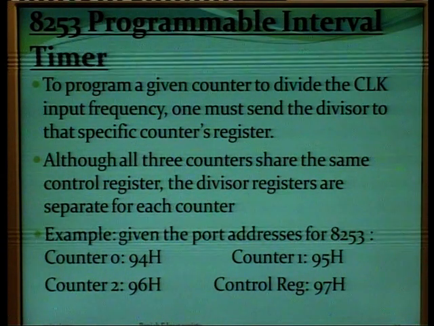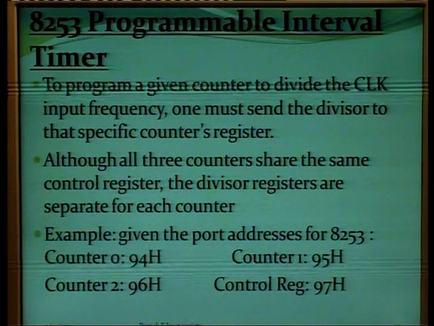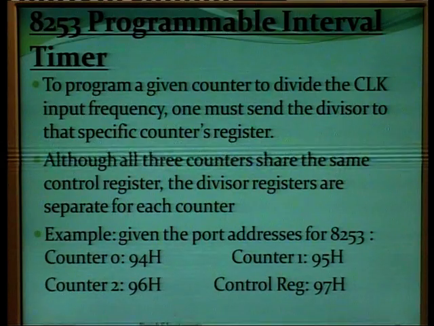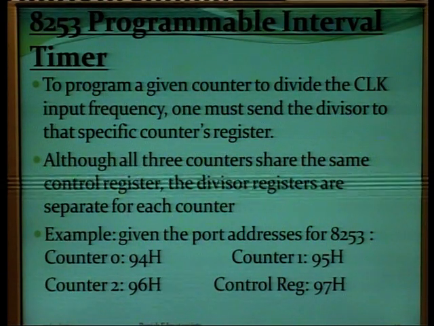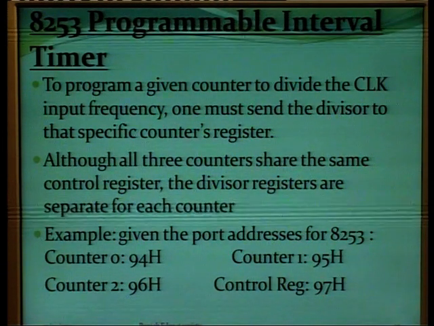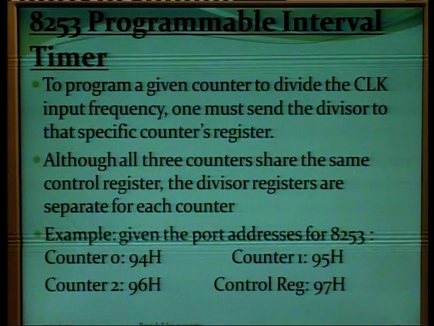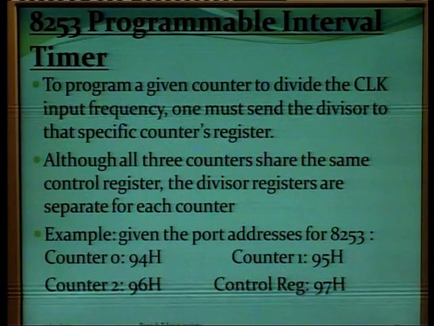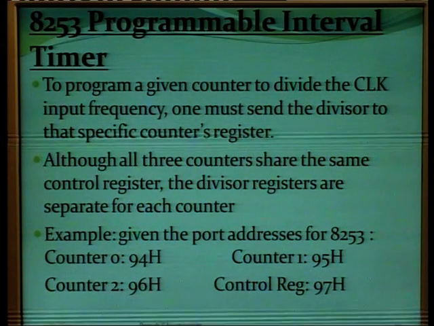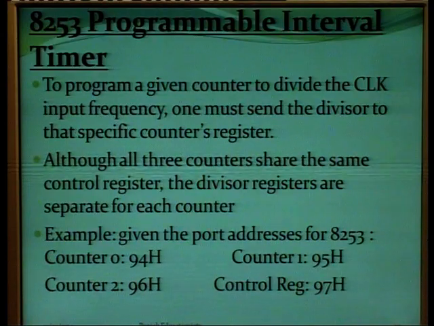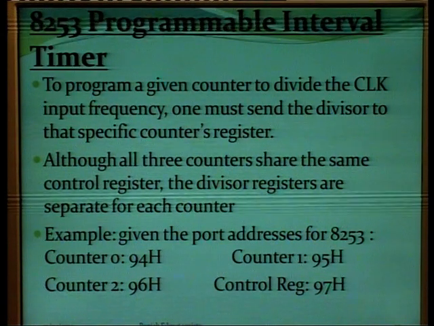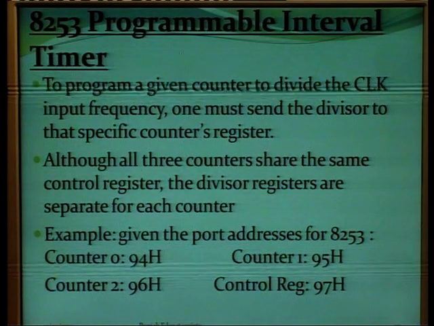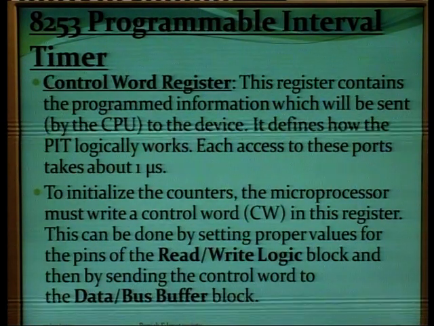To program a given counter to divide the clock input frequency, one must send the divisor to the specific counter register. Although all these 3 counters share the same control register, the divisor registers are different for these 3 counters. For example, if the port address of counter 0 of 8253 is 94H, then counter 1 is 95H, counter 2 is 96H, and obviously the control register is 97H.